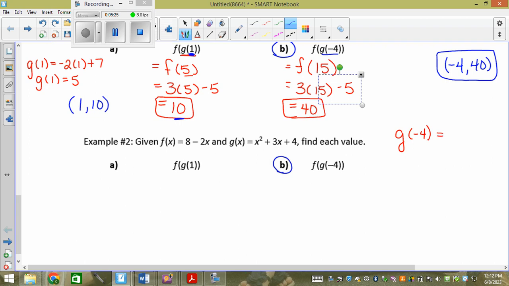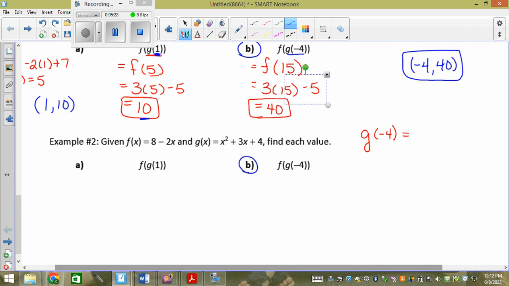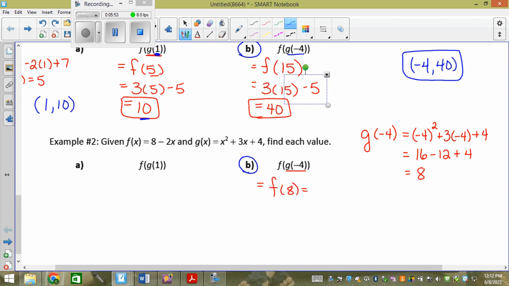Do g of negative 4, which gives us negative 4 squared plus 3 times negative 4 plus 4, which is 16 minus 12 plus 4, which is 12. And then I put 8 in for g of negative 4, so I get f of 8, which is 8 minus 2 times 8, which is 8 minus 16, which is negative 8, and that's my answer.